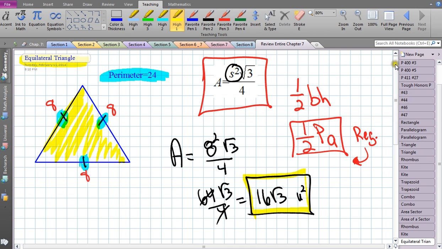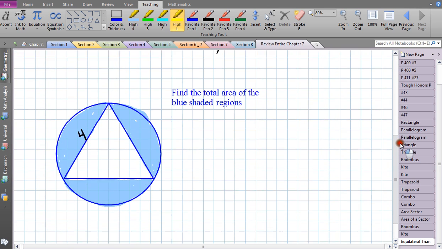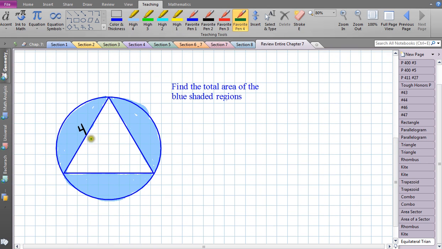Now let's do one more problem with equilateral triangles. In this case, let me put some more tick marks in. We have an inscribed shape, the triangle, and a circumscribed shape, the circle, and we're going to try to find the area of the shaded region. We do have an equilateral triangle, and it looks like all the sides are 4. Let me label that in.